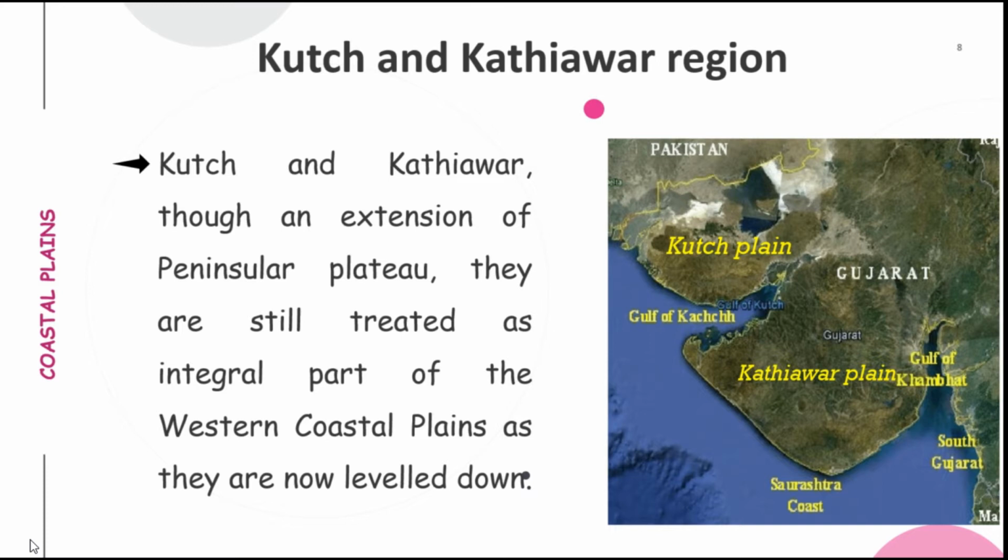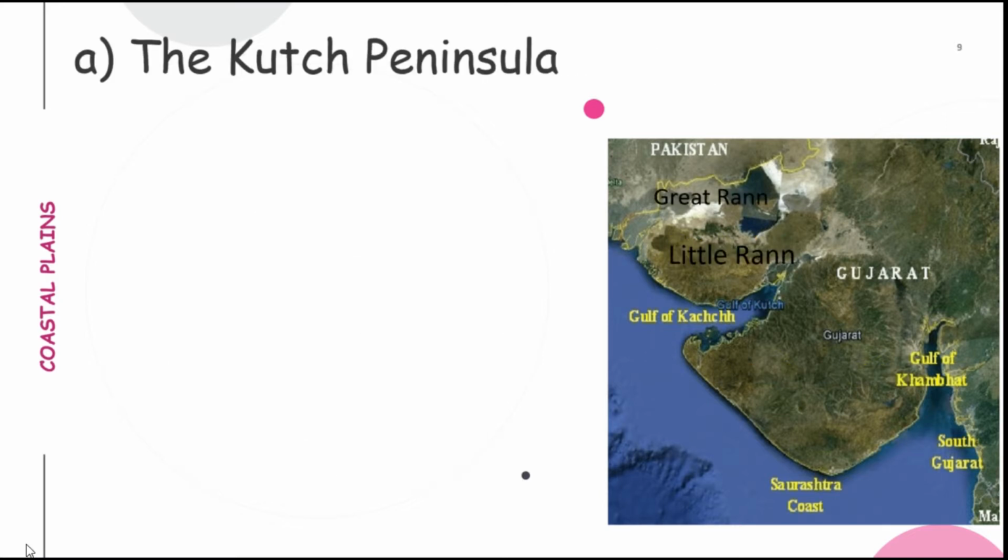So, Kach and Kathiawar Peninsula was considered as part of the peninsular plateau because Kathiawar is made of the Deccan lava and there are tertiary rocks in the Kach area also. Later, they were leveled down and so now it is considered as a part of the coastal plain. The Kach and Kathiawar Peninsula can be divided into three different plains. First one is the Kach Peninsula, the next one is the Kathiawar Peninsula, and the third one is the Gujarat Plain.